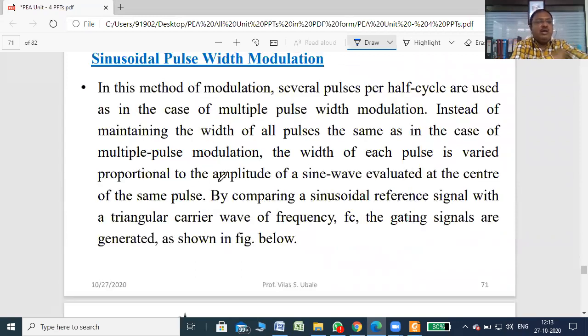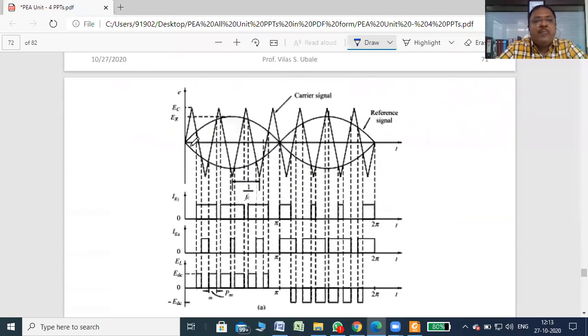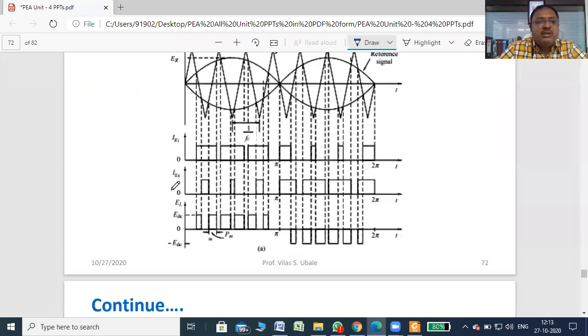Sinusoidal pulse width modulation. In this method of modulation, several pulses per half cycle are used, so the frequency of the carrier is increased. So during the half cycle of your sinusoidal wave, you can check here, this is the sinusoidal wave. Now in this particular output of pulses, you can check, these are the gate 1 pulses and gate 4 pulses. And this is actually the output voltage, Vac.